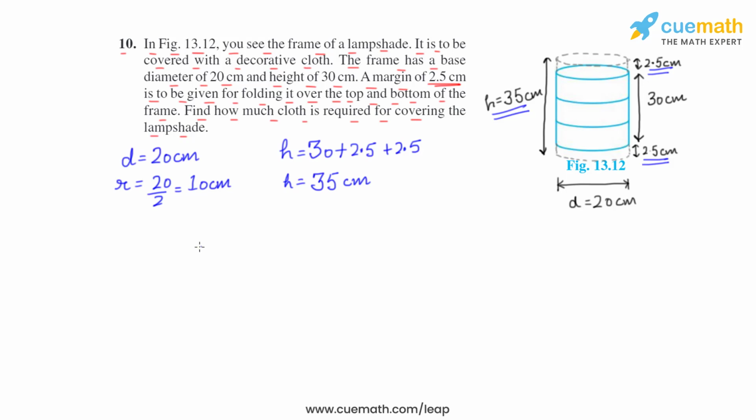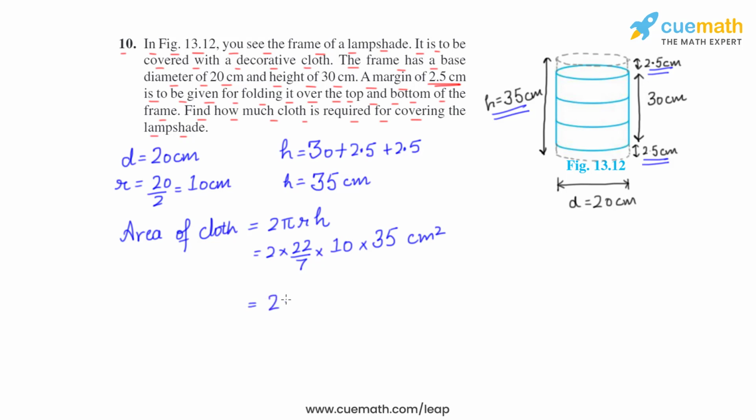Now we have to find the area of the cloth required, as the area will be just the curved surface part. So the area of the cloth will be nothing but the curved surface area. We know that the formula of curved surface area is 2 into pi into r into h. So 2 into 22 by 7 into radius 10 into height 35 square centimeters. This comes out to be 2200 square centimeters. It means 2200 square centimeters is the area of the cloth required.